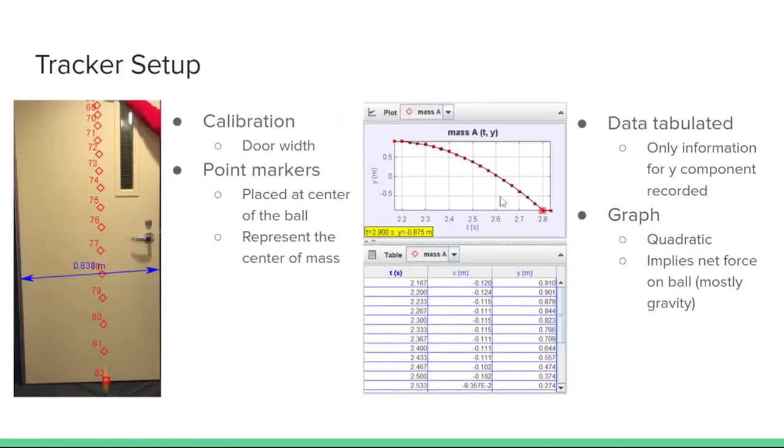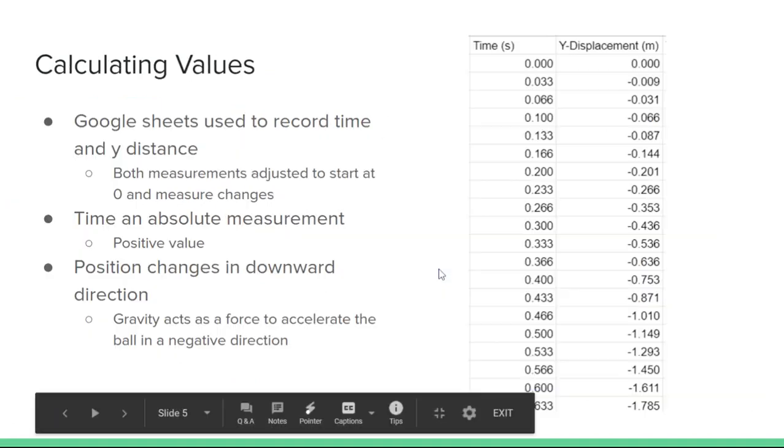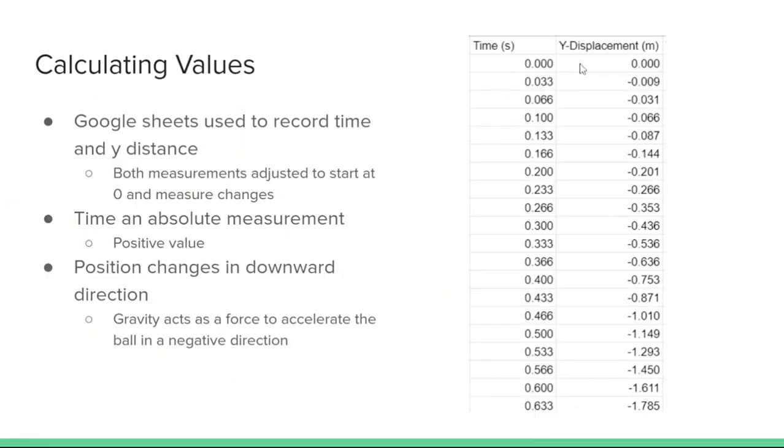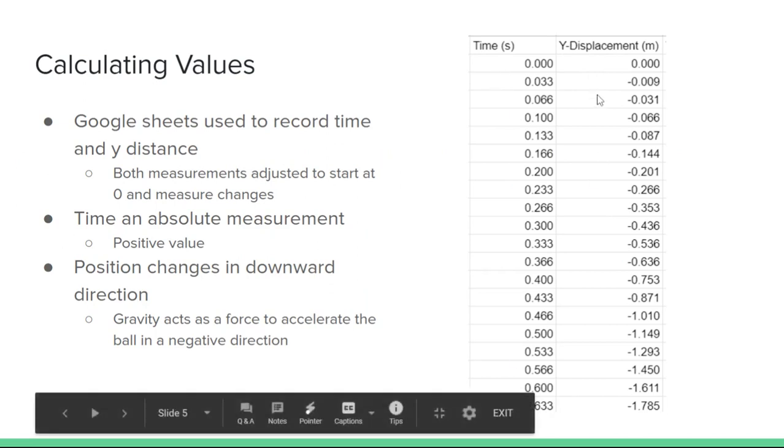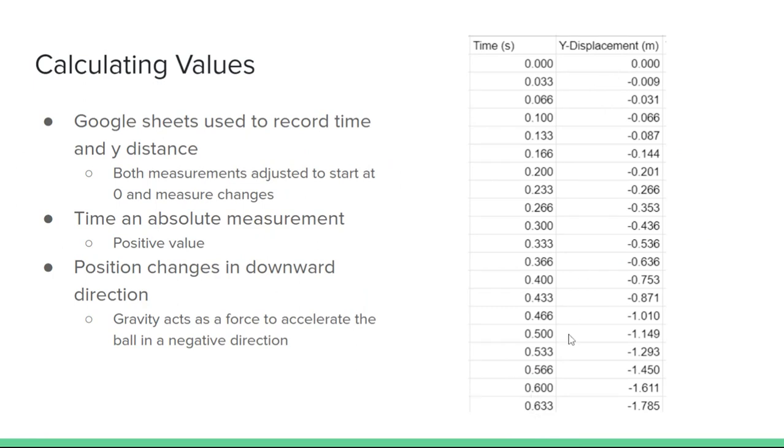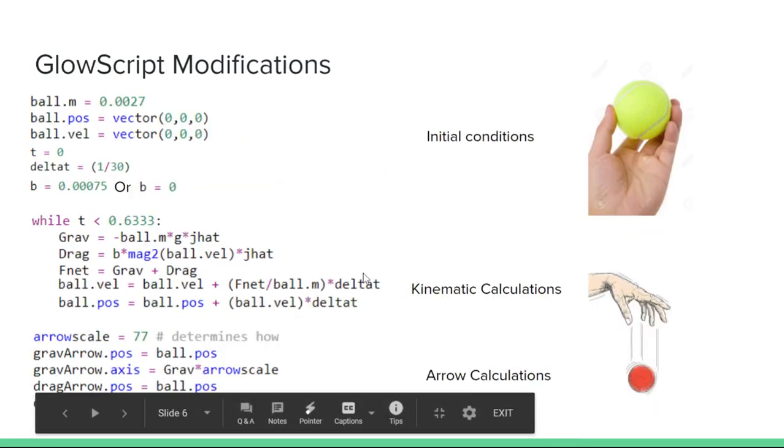So I took the time and the y position and subtracted both of these by the initial value to get an absolute measurement that started from 0. As you can see, time is positive because it is an absolute measurement, but the displacement is negative because the ball is going down, which is in the negative direction.